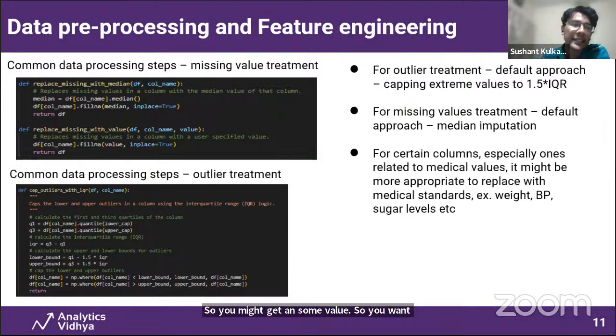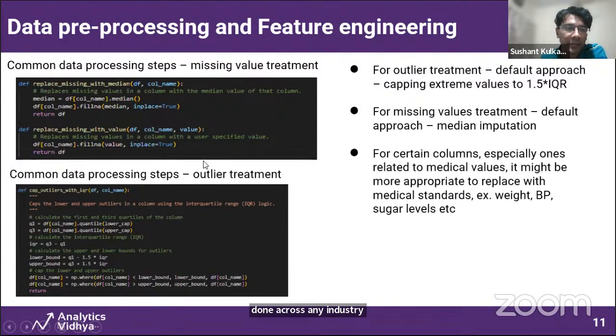Statistically, there are quite a few ways, with the IQR being the most common one, 1.5 times the IQR. You can also take something like your 99.5 or 99 percentile, and so on. I've just illustrated here the 1.5 times the IQR. These are commonly done across any industry, a general data science practice.